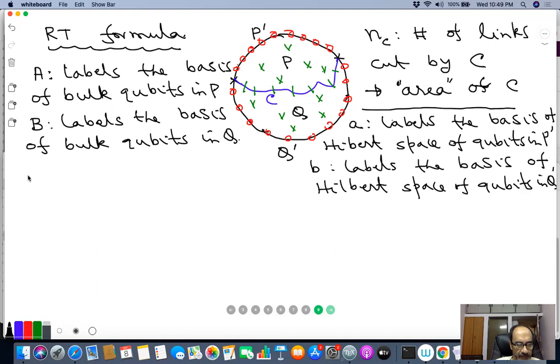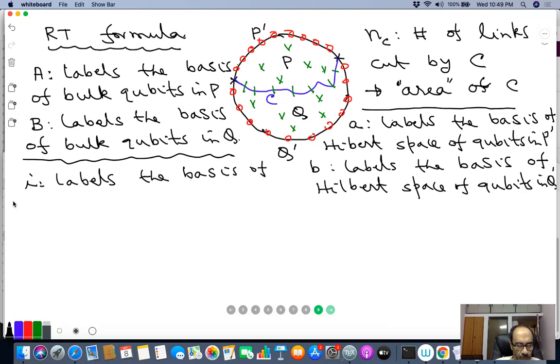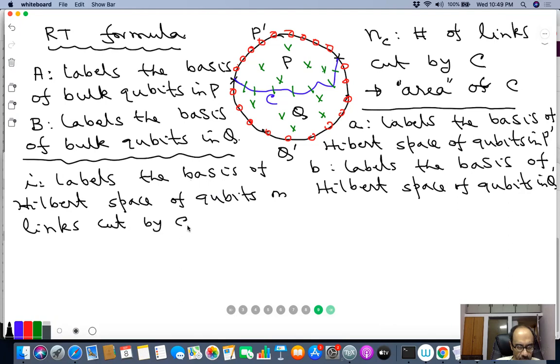And finally, I will label the qubits Hilbert space on links cut by C. That's 2 to the NC dimensional. Okay.